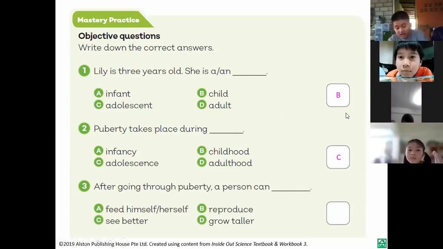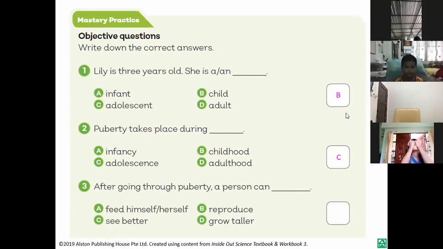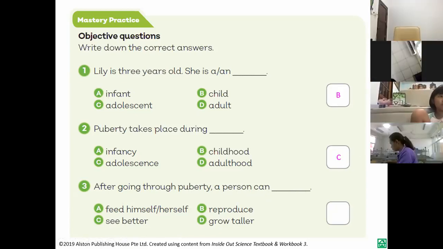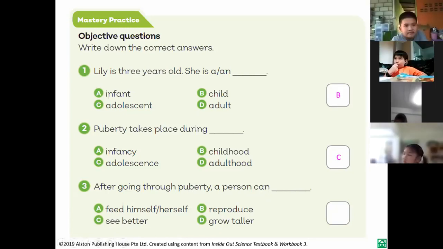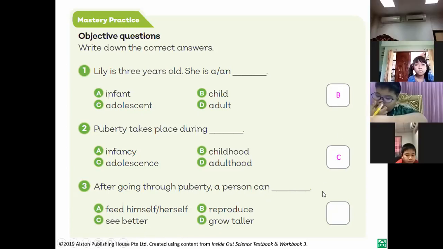Number 3, Chompu. After going through puberty, a person can A, feed himself or herself. Letter B, reproduce. Letter C, see better. Or letter D, grow taller. What do you think is the answer? A, B, C, or D? What do you think? D. The answer is B, reproduce.